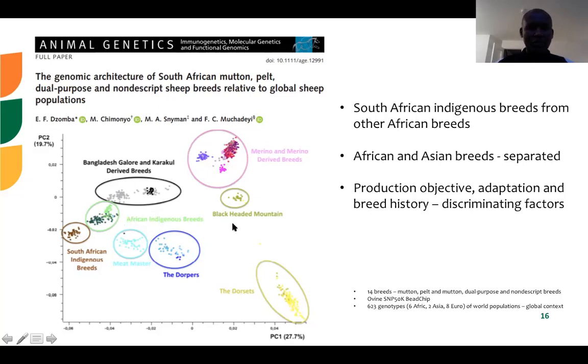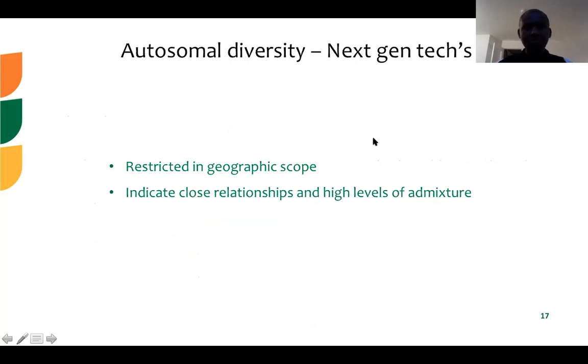One finding of this study is that the indigenous breeds are quite different from the commercial breeds, and that they're characterized by a different genetic profile. The other thing is that the South African breeds seem to be divergent from the other African breeds, and this needs to be investigated in detail. However, the level of genetic divergence between the two seems to be not very, very large. The other finding is that all the populations can be discriminated based on either adaptation or breed history. And these are the main discriminating factors for the breeds that were analyzed.